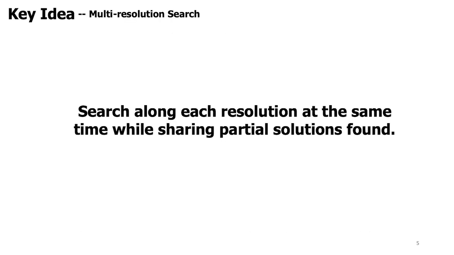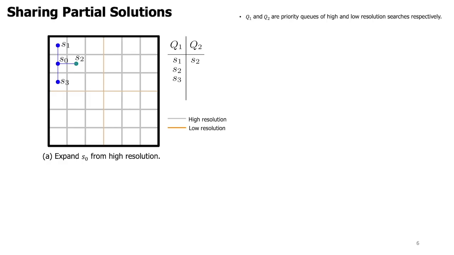The key idea of multi-resolution A-star is simple, which is searching along each resolution at the same time, while sharing partial solutions found. Here is how partial solutions are shared. We have a map discretized into two resolutions in gray and yellow respectively. In figure A, state S0 in high-resolution space is expanded and states S1, S2, S3 are generated and inserted into high-resolution queue Q1. Since state S2 also lies at the center of a coarser resolution cell, it will also be inserted into low-resolution queue Q2.